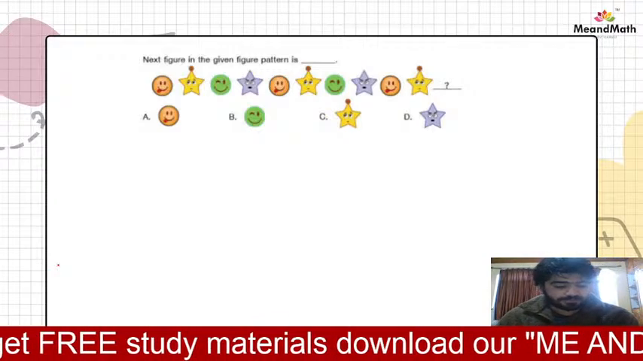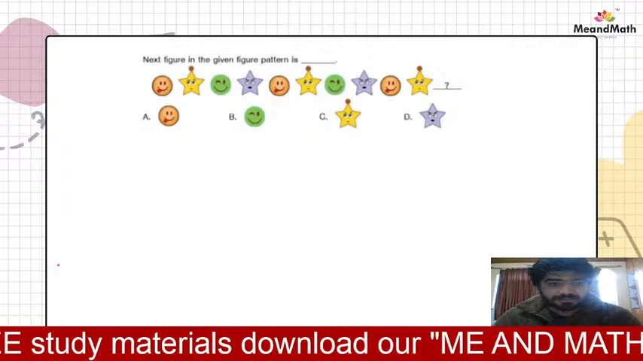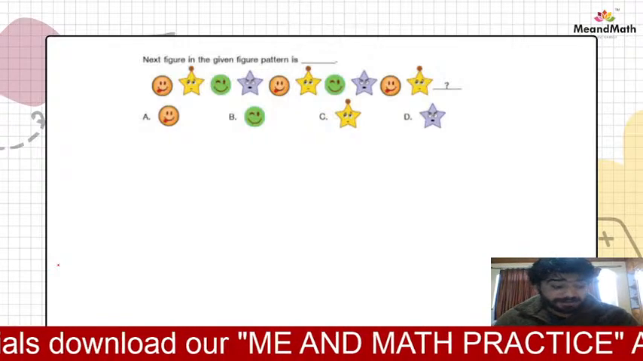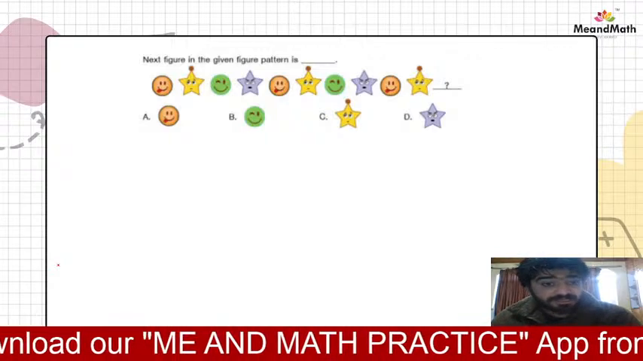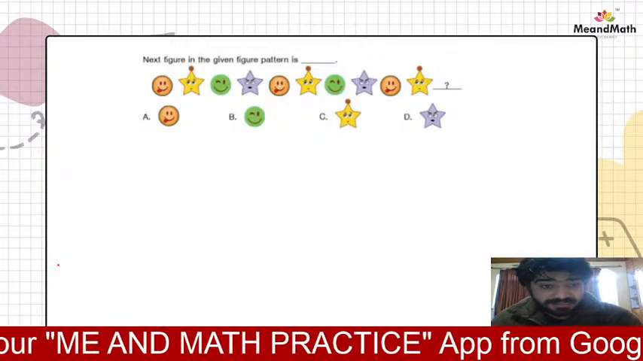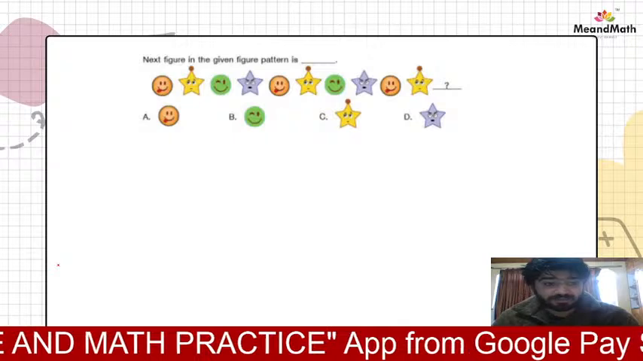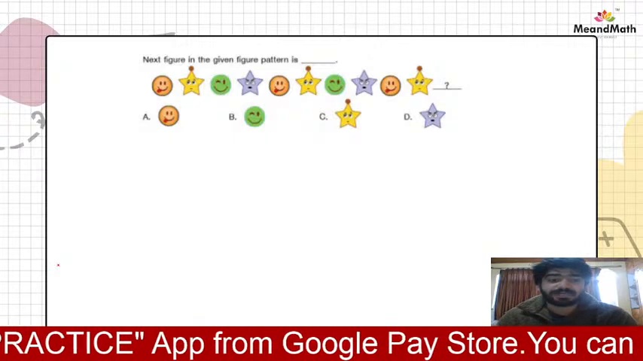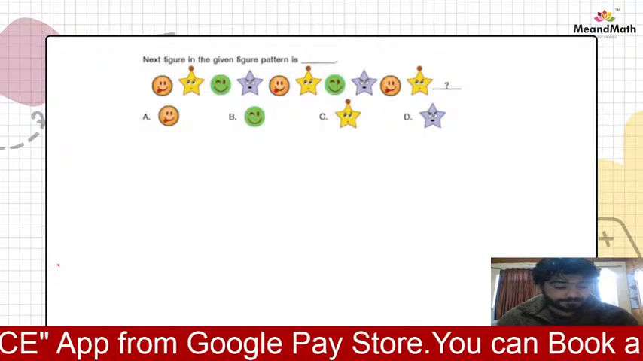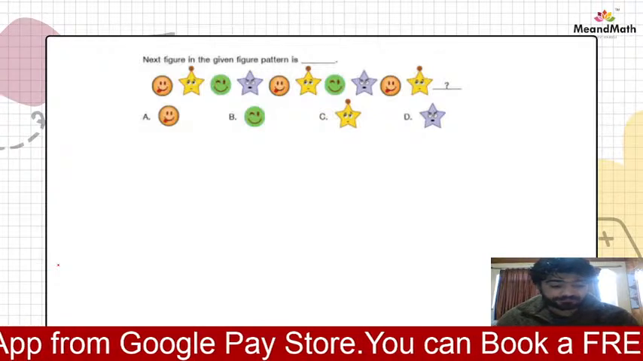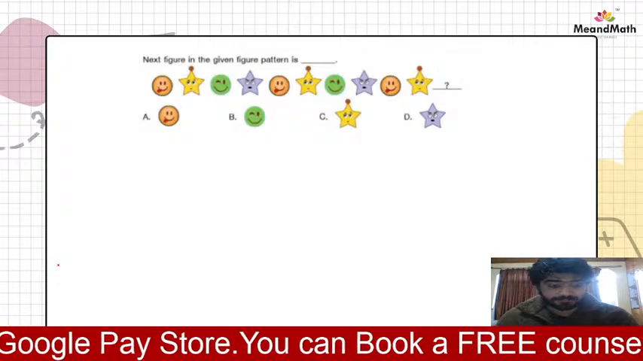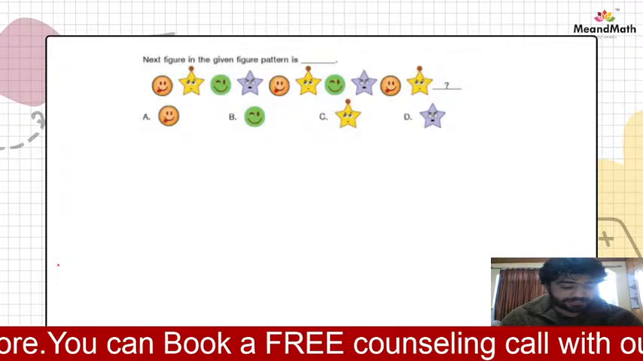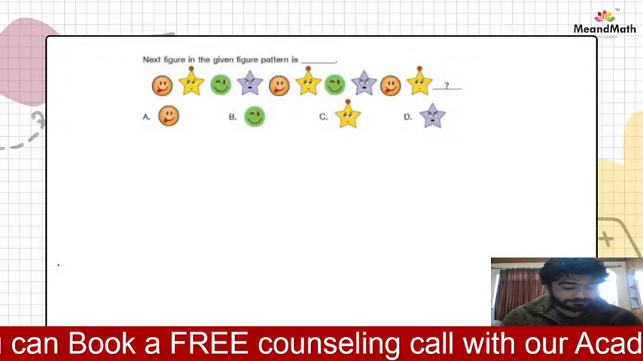Who will tell me what should be the next figure in the given pattern? So there's a pattern. There is a way of looking at this pattern. There is a smiley or a smiley with tongue out, then the star, then the smiling face winking. So who will tell me what will be the next one?